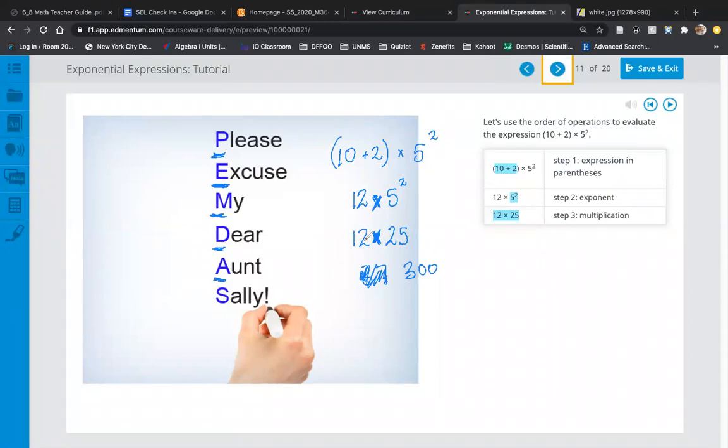Right, the way I did that is I think about quarters. So 4 quarters makes $1. I have 3 groups of 4, so 300, right?